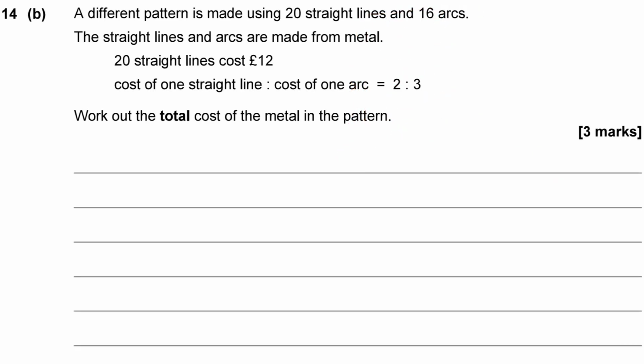Part B says a different pattern is made using 20 straight lines and 16 arcs. The straight lines and arcs are made from metal. 20 straight lines cost £12. The ratio of the cost of one straight line to the cost of one arc is 2 to 3. Work out the total cost of the metal in the pattern.